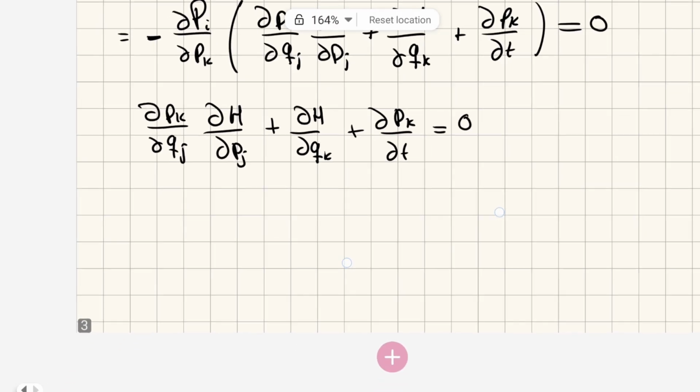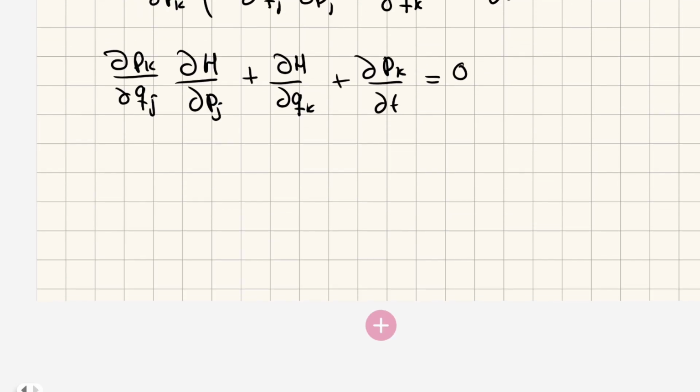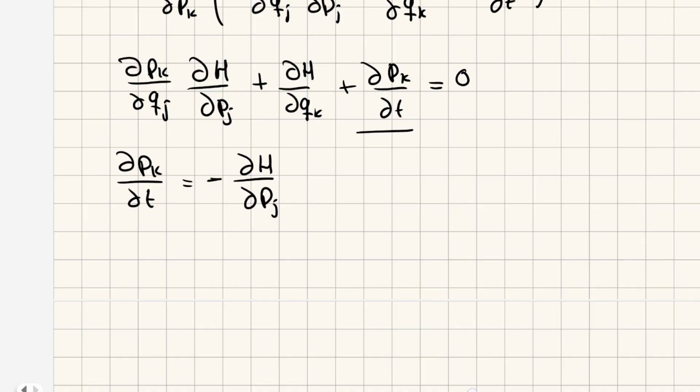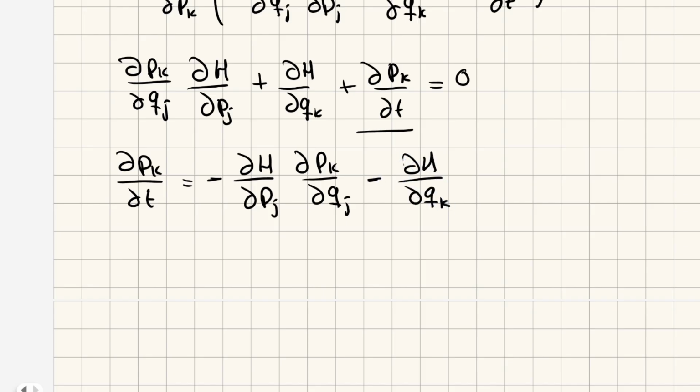Okay, so what can we say about this? Well, we are going to solve this equation for this element to get that the derivative of pk with respect to time is equal to negative the derivative of pk. Let's say first the derivative of the Hamiltonian with respect to pj, and then the derivative of pk with respect to qj, and then minus the derivative of H with respect to qk.